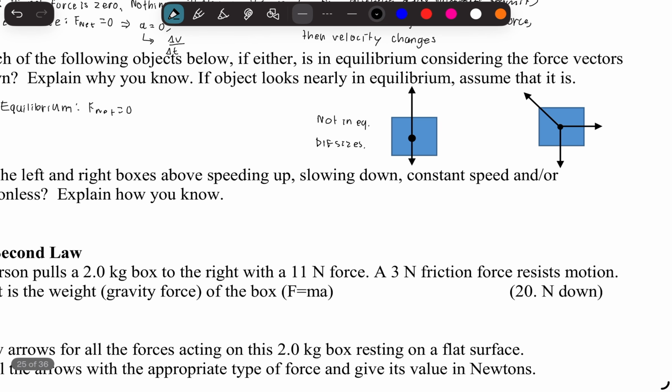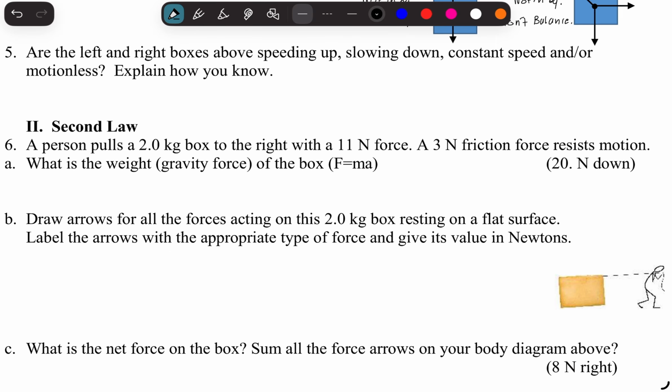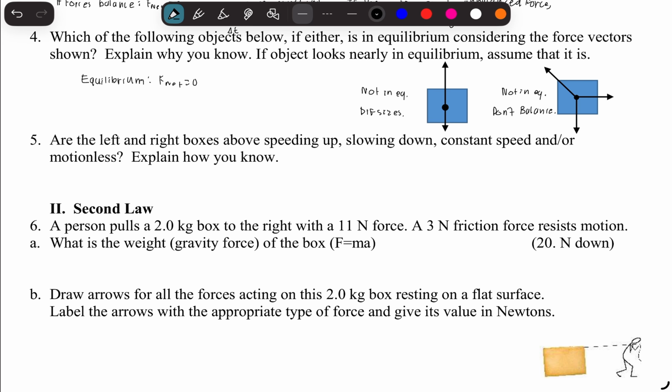Now on the right, we can see that we have a diagonal force, a horizontal force, and a downward force. So this is also not in equilibrium because they don't balance. We could also do this by doing vector addition, but here we can eyeball it and know that it does not cancel out. Are the left and the right boxes speeding up, slowing down with constant speed, or motionless? Explain how you know. Let's add another box here where it would be in equilibrium.